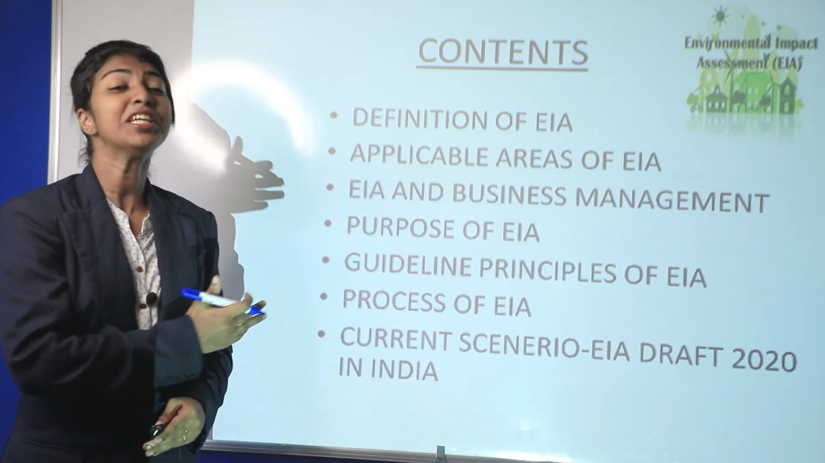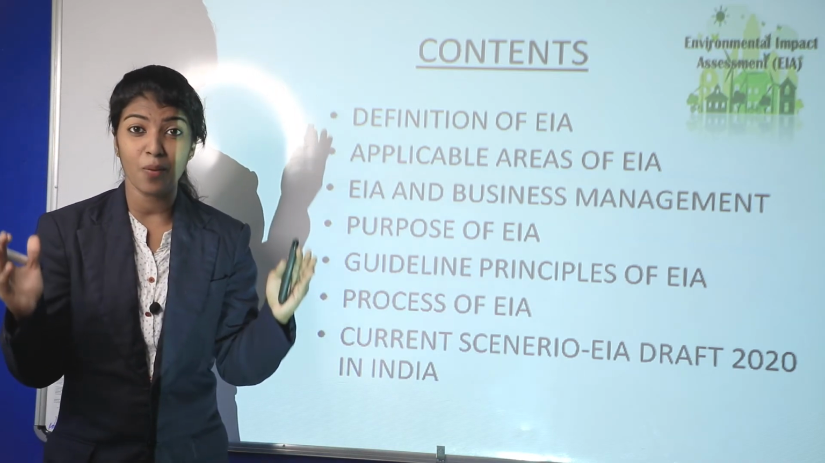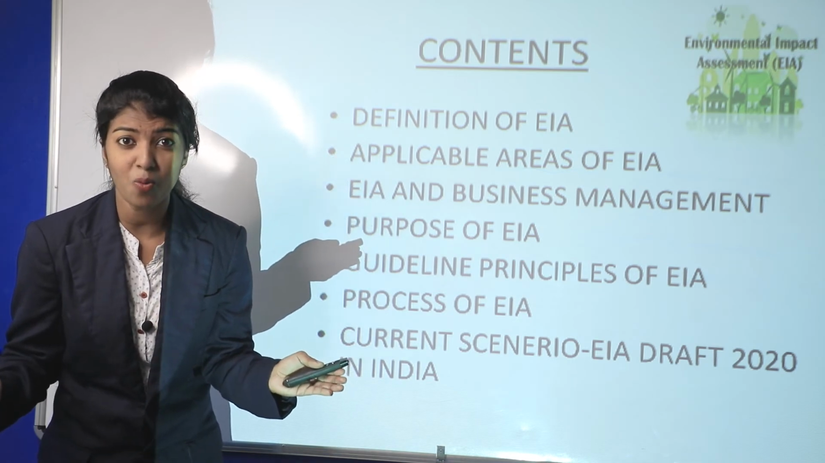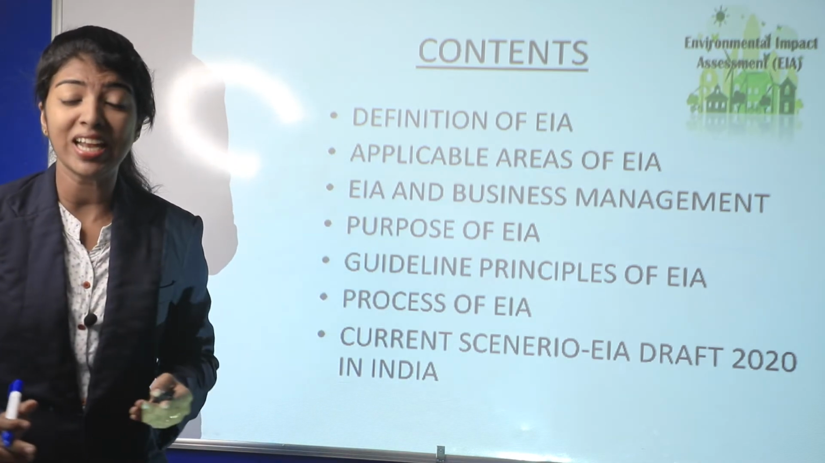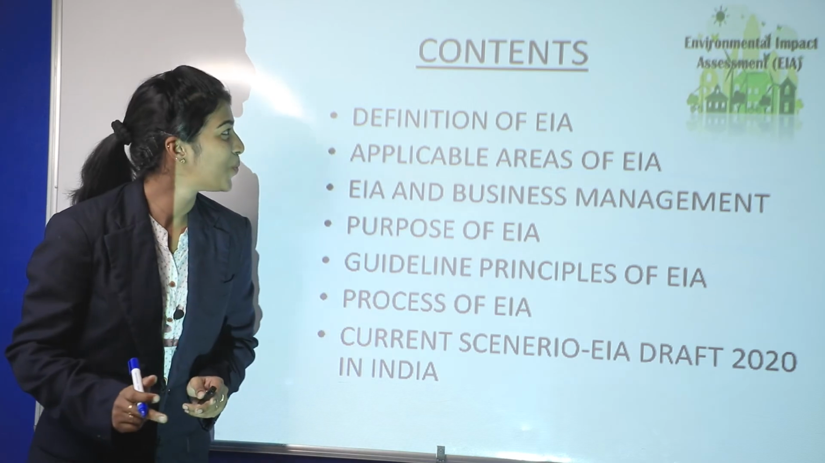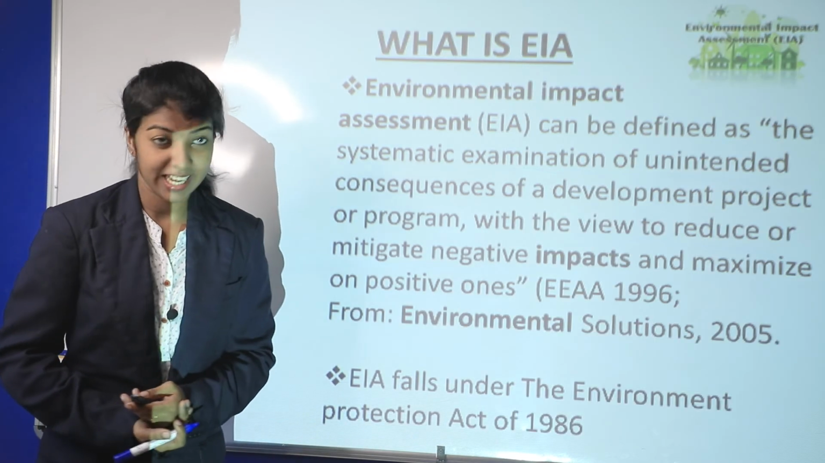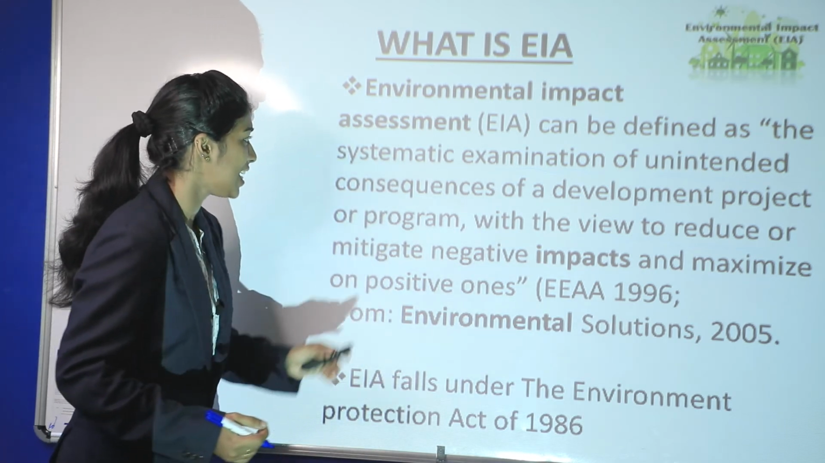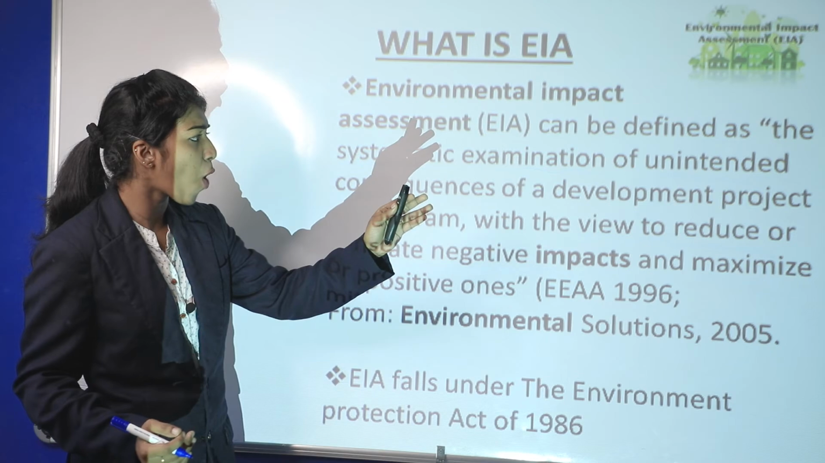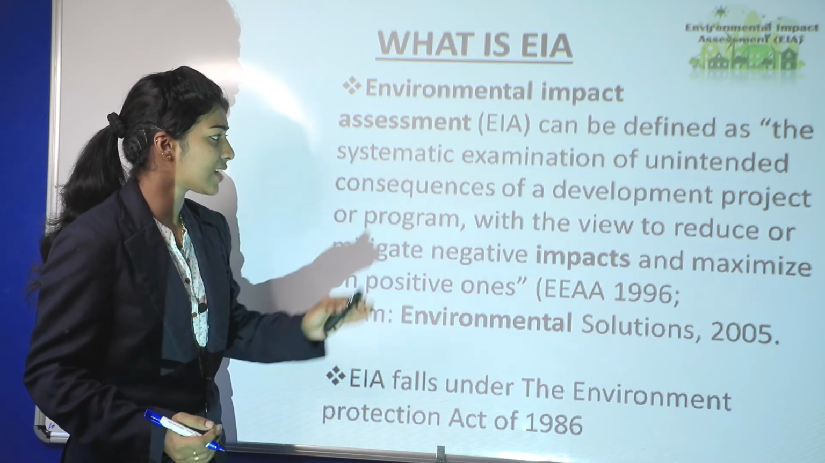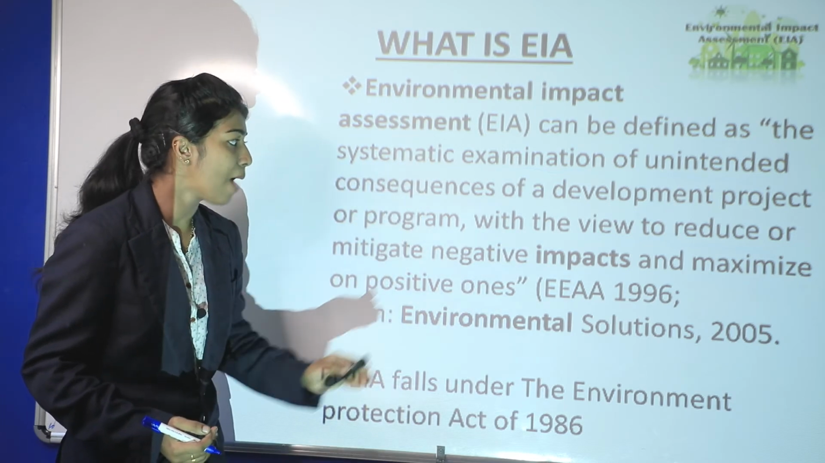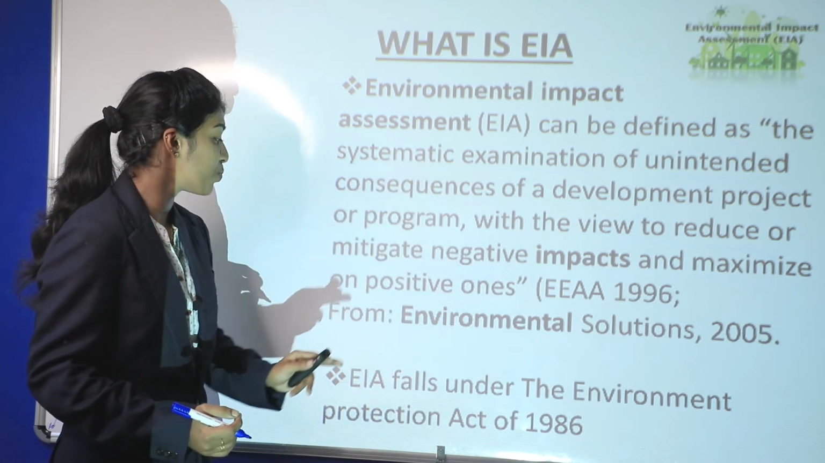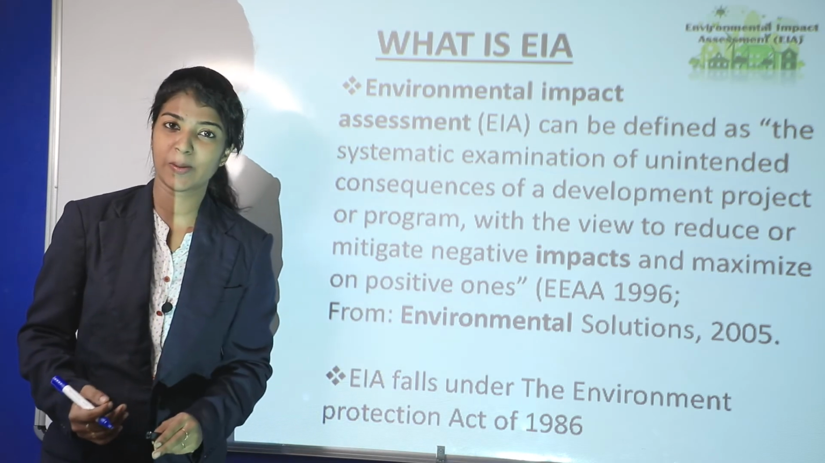Just like all presentations, we can discuss this with a current scenario, and the current scenario topic is very trending now. It is EIA Draft 2020 in India. What is EIA? Environment Impact Assessment can be defined as systematic examination of unintended consequences of a development project or program with a view to reduce or mitigate negative impacts and maximize the positive ones.